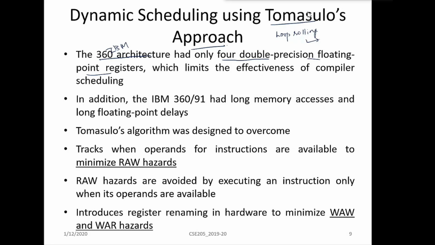So this is the architecture that led to dynamic scheduling, which cannot be done by the compiler. Something has to be done, so Tomasulo's approach was designed for this IBM 360 architecture. One reason is the limitation in compilers and registers; another is long memory access. Sometimes we may have long memory access time or delays while performing floating point operations. In the meantime, we can schedule other instructions. These are the major reasons why we went for dynamic scheduling.